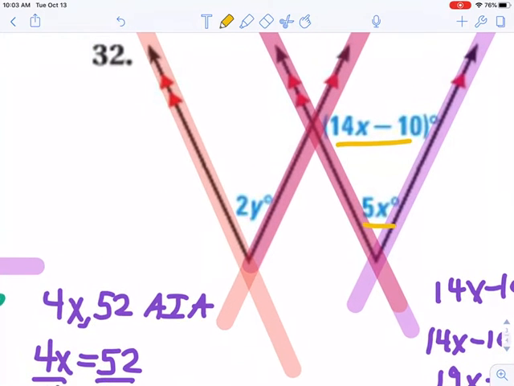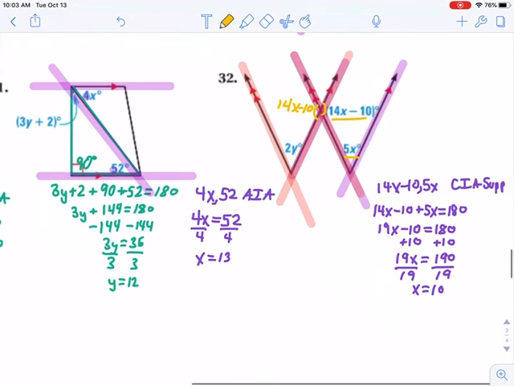All right, what I can say is we have vertical angles right here. Remember, vertical angles are so powerful if you're able to identify them. In a case like this, it makes the problem manageable. Why? Because now I know 2y and 14x minus 10 are consecutive interior angles again, and they're supplementary again.